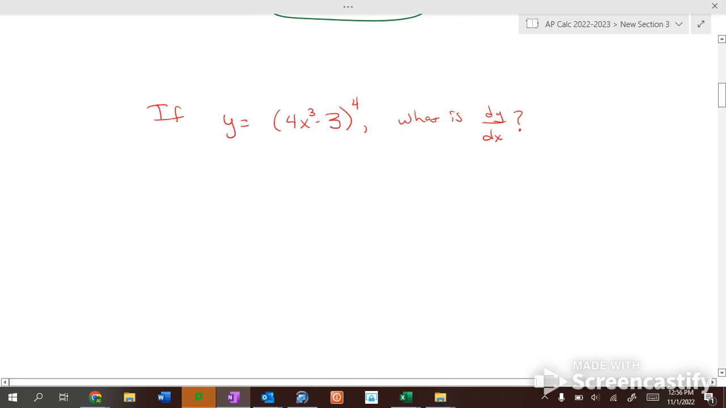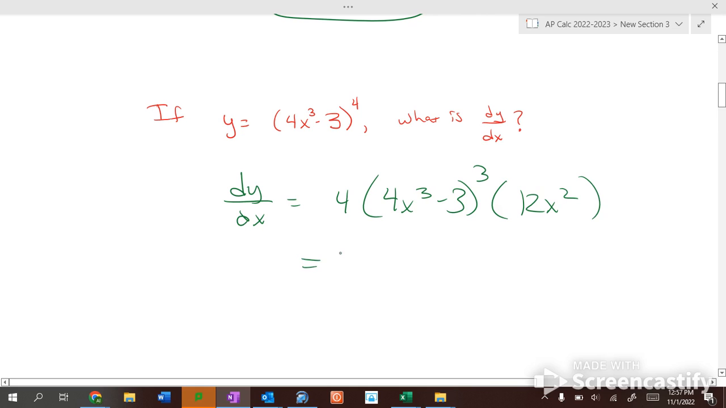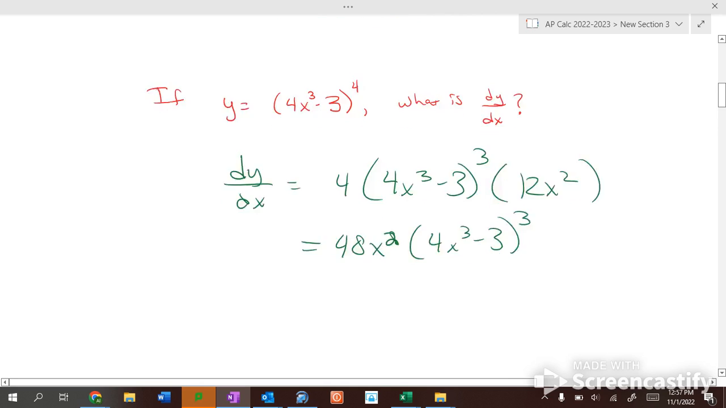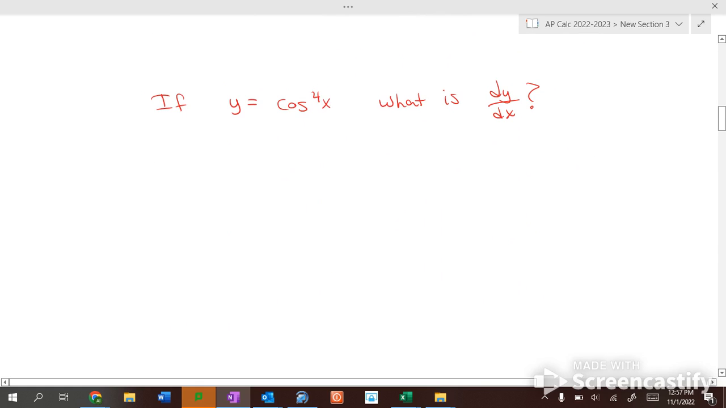This is just straight chain rule. This isn't too bad. What do you get? 4 times what? 12x squared. So it might be written as 48x squared times 4x cubed minus 3 to the third. Okay? So you'll have a few like that.